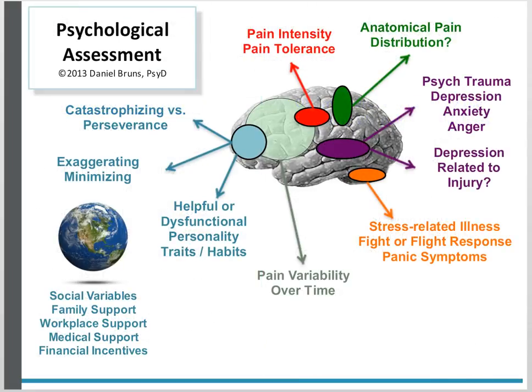If you recall our pain schematic here, this is what we are trying to assess. Various aspects of pain, of affect, stress-related symptomatology, helpful or dysfunctional personality traits or habits pertaining to pain. We also wanted to assess a patient's social environment and how that might potentially influence his or her recovery.